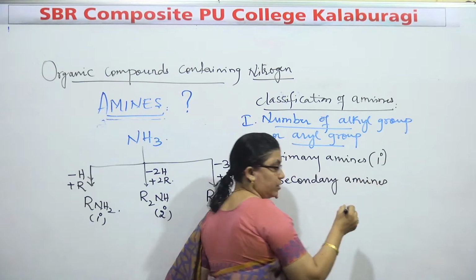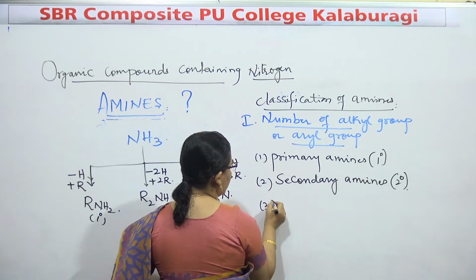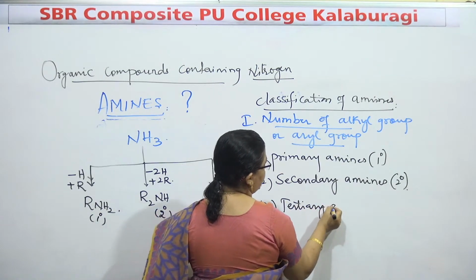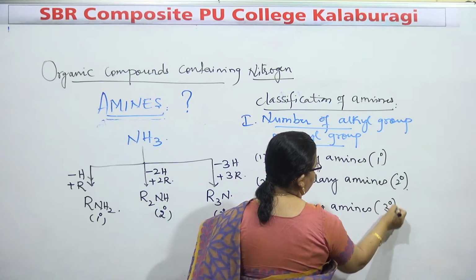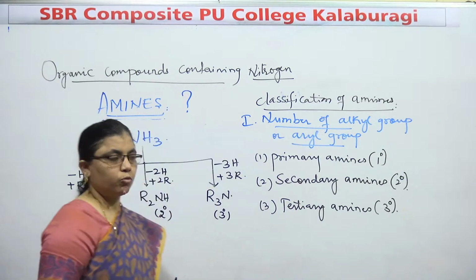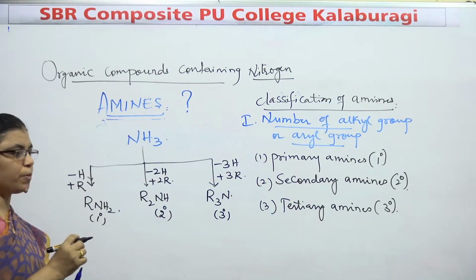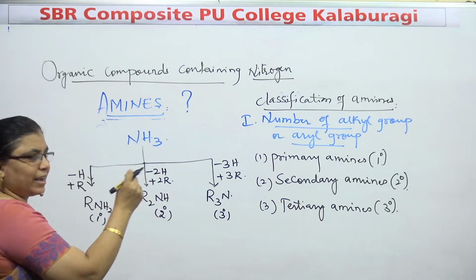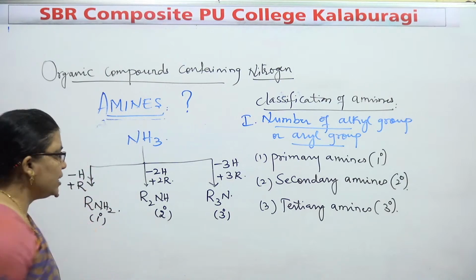They are represented as what? 2 degree. Third, tertiary amines. They are represented as 3 degree. So what we can say, on the basis of number of alkyl group or aryl group, they are classified as primary, secondary and tertiary amine. Let us move one by one in detail.